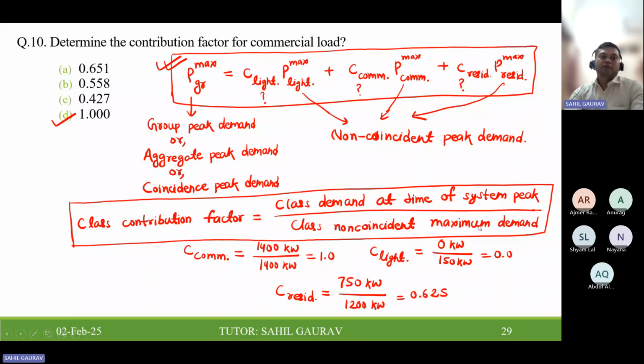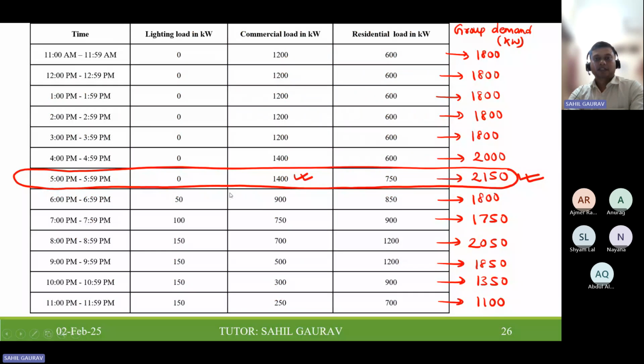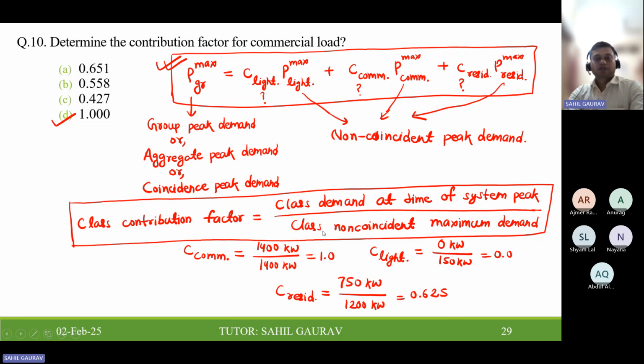Now in this problem, whatever we have solved from the table, how can you find the contribution factor? For the contribution factor, we first have to find the class demand at the system peak, with the time duration for which the system peak is happening. We found this happening from 5 p.m. to 5:59 p.m. At that time for the commercial load the demand is 1400 kilowatt, and the maximum demand is also 1400 kilowatt for this commercial load. So the contribution factor for commercial load is 1.0.